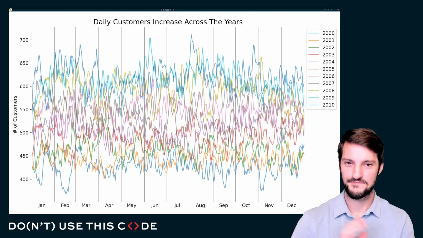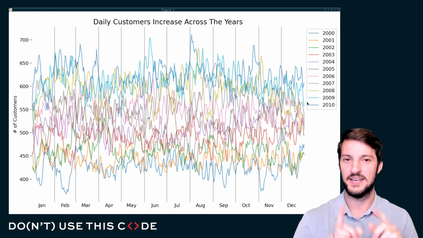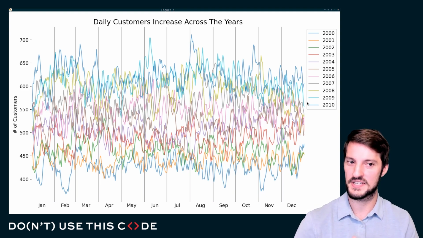Here's a hint. If you're not sure if you're ever being misled, think about what the graph is telling you, or what the author is telling you. The author here is using the title to tell us that daily customers increase across the years. So I should expect to see some type of signal that from 2000 to 2010, we have an average increase in the number of customers. If that message was not part of the title, would I ever be able to come to that same conclusion with this graphic alone?